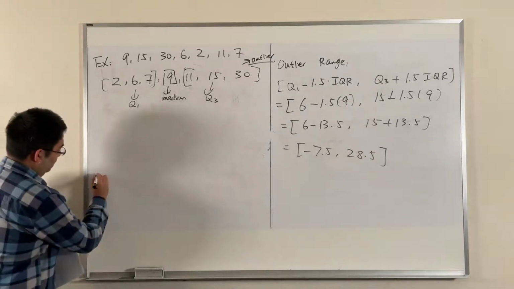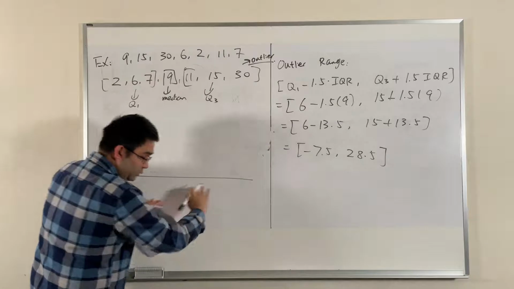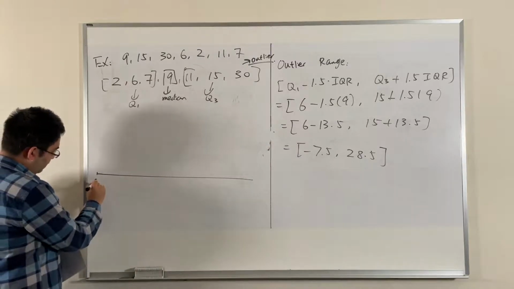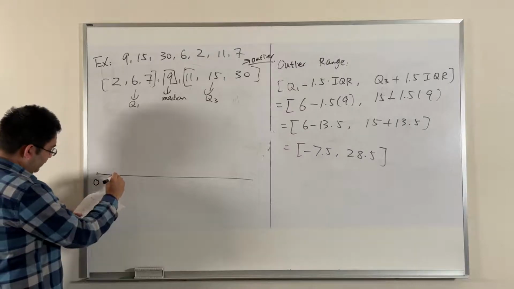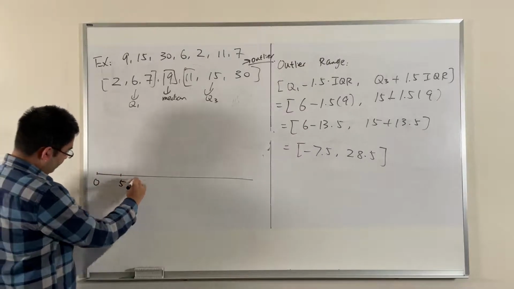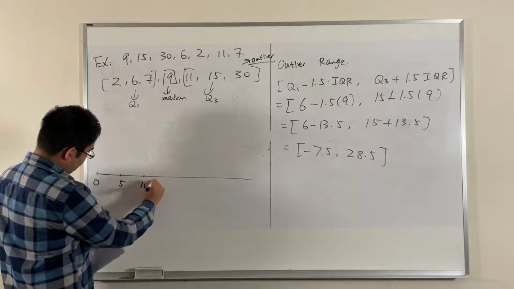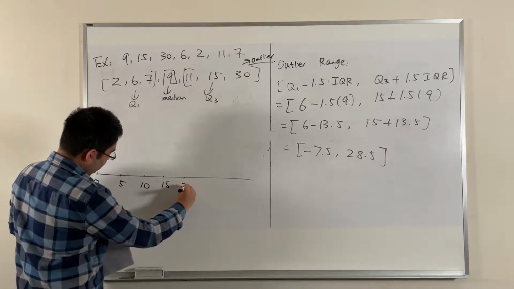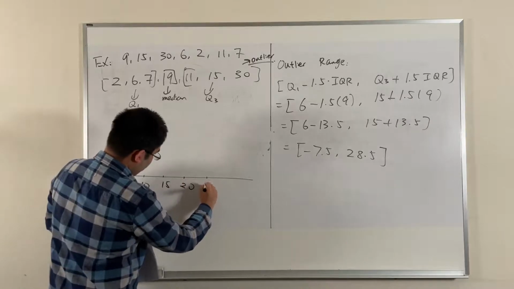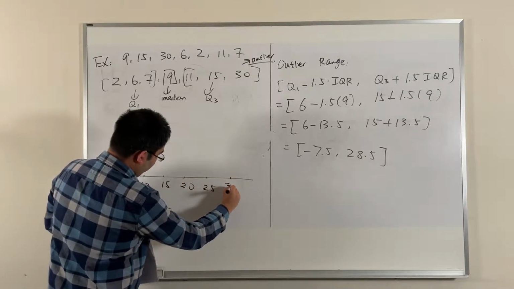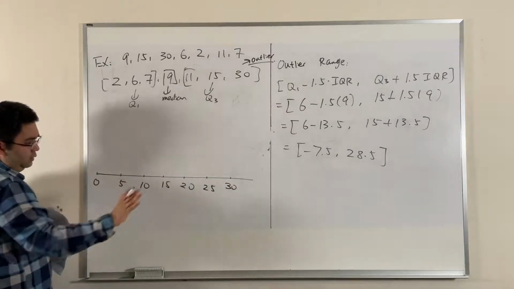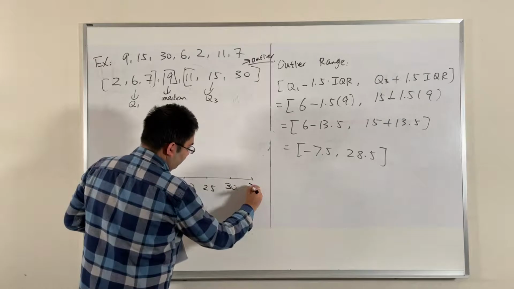So let me do a line. It's important that you have a good scale here. So let me start with 0, and then 5, 10, 15, 20, 25, and 30. Of course, if you do it on paper, you can do a better scale. Let me see, 35 here.